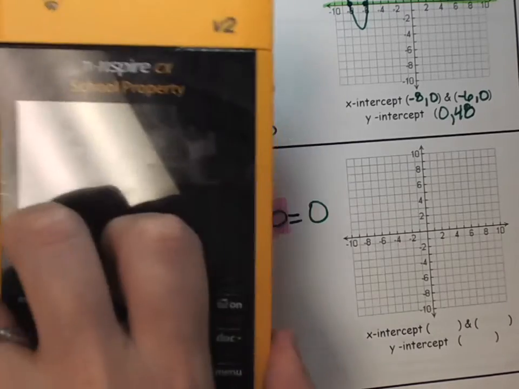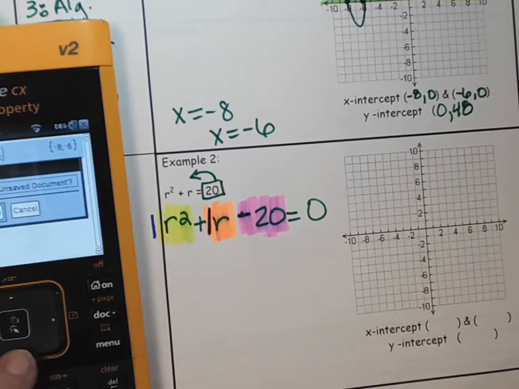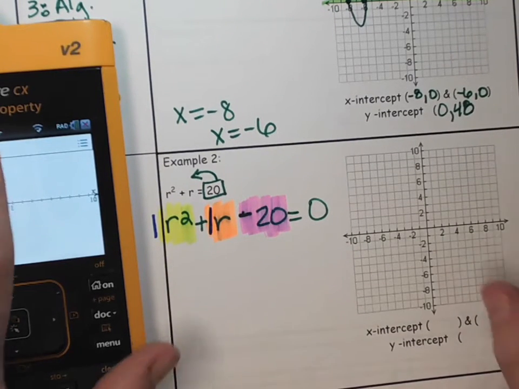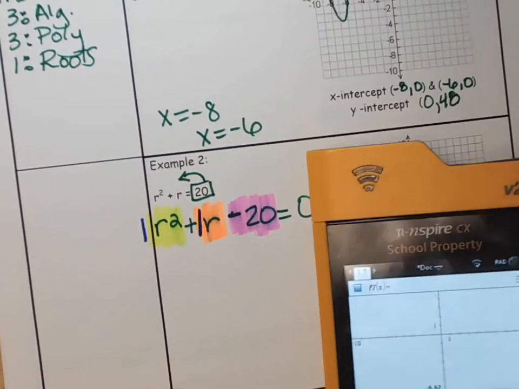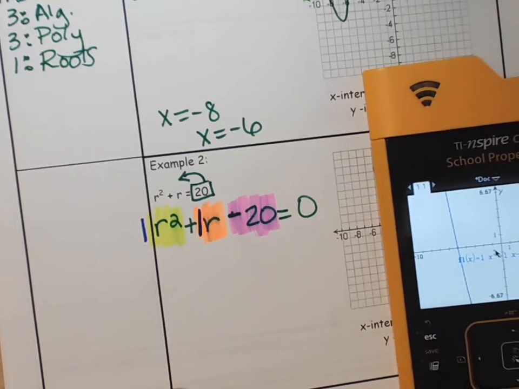Okay, let's look at the graph and see what it looks like. New document, go to graph. Now, you cannot type in an r. You have to put an x. So when we type it in, you're going to say 1x squared plus 1x minus 20. And it's going to graph it like this.